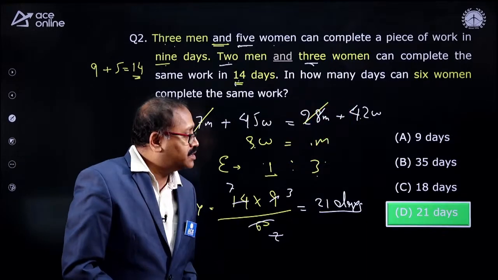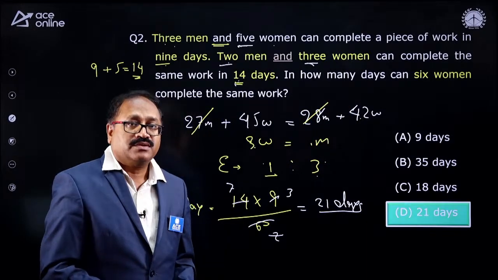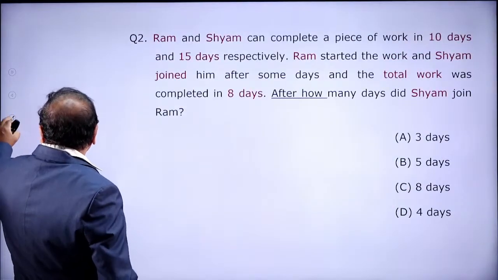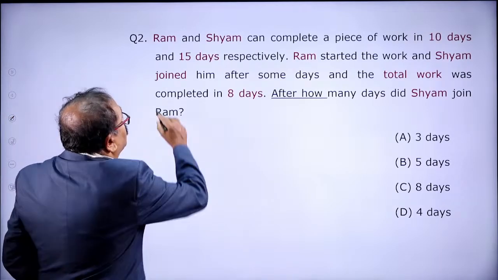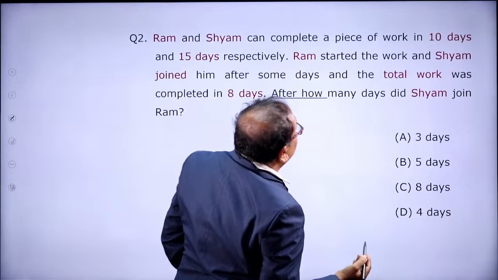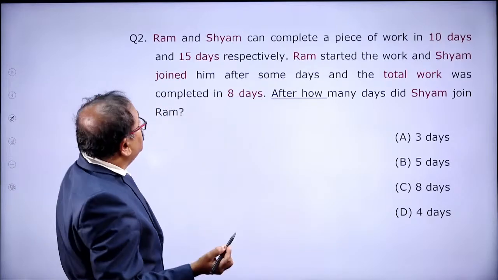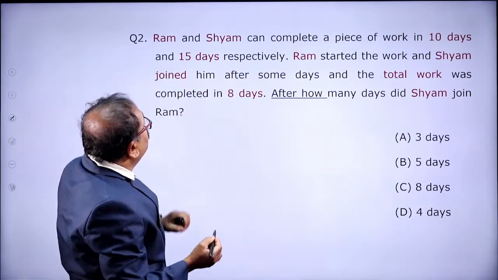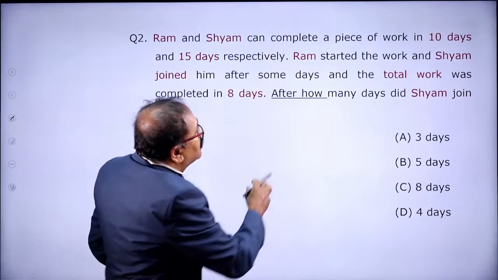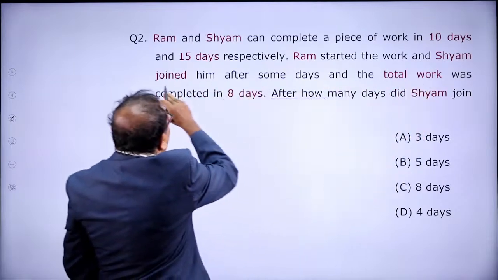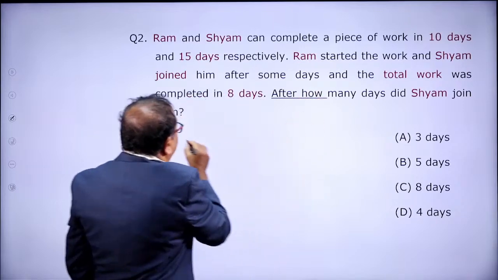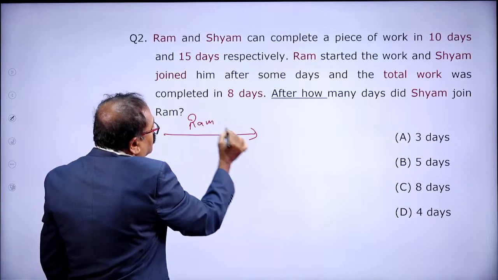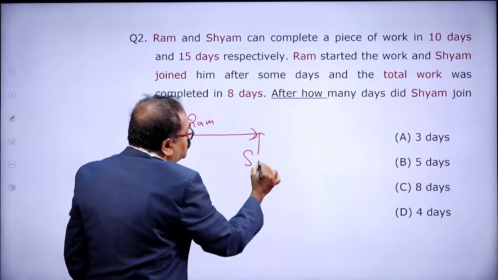So the answer for this is 21 days. Next question here. Let's practice some question every day from a different chapter. Ram and Shyam complete a piece of work in 10 days and 15 days respectively. That means Ram completes in 10 days and Shyam completes in 15 days. Ram started the work and Shyam joined him after some days. So it is said here, Ram started the work. After some time, Shyam joins.